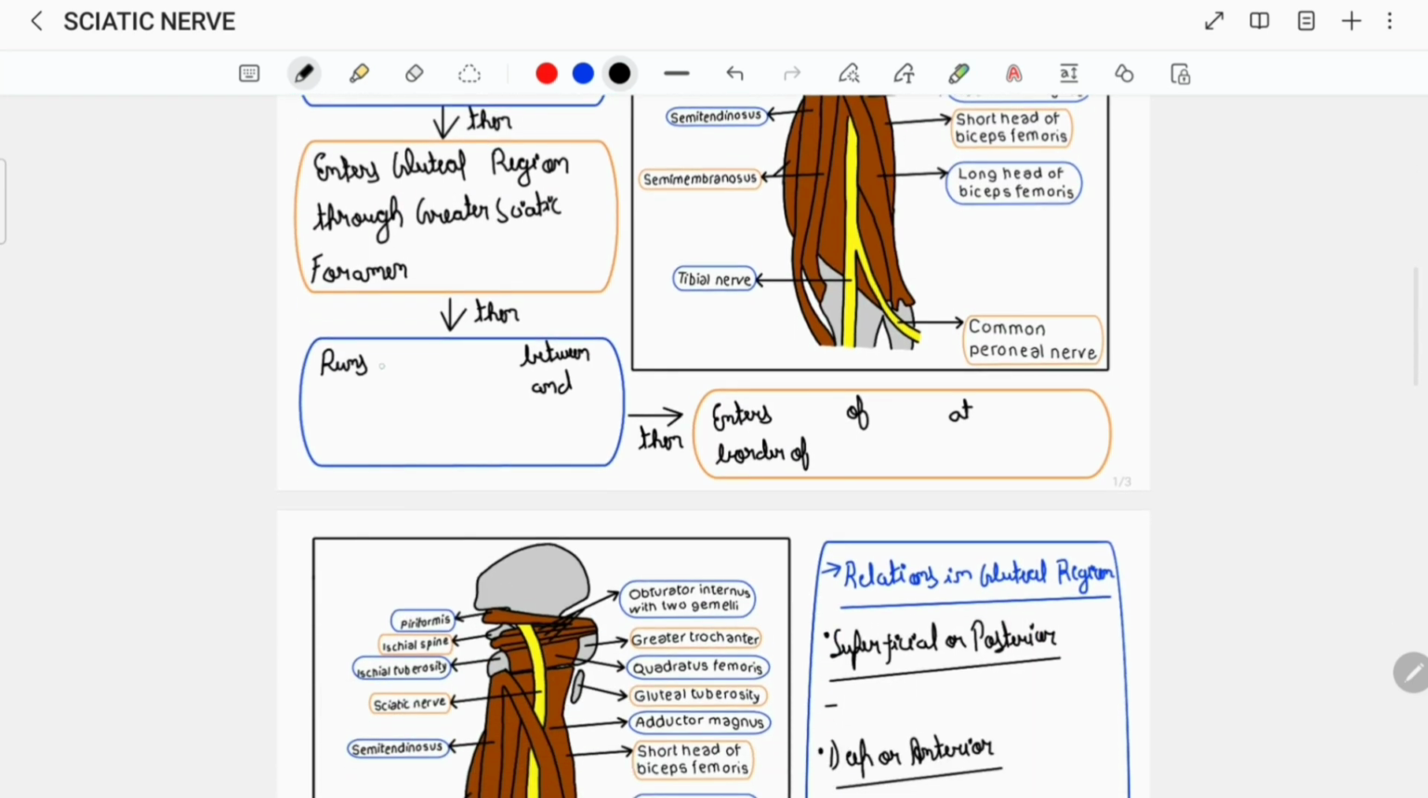Then it runs downwards between the greater trochanter and the ischial tuberosity. It then enters back of the thigh at the lower border of the gluteus maximus muscle.